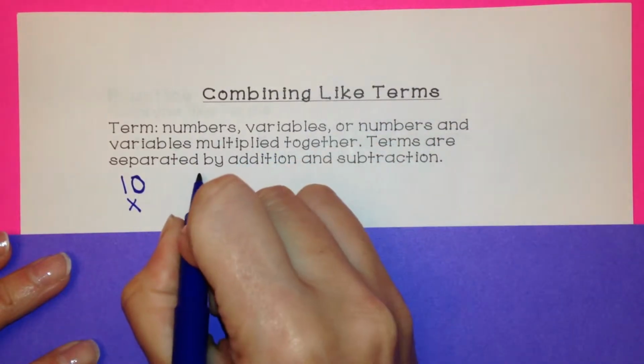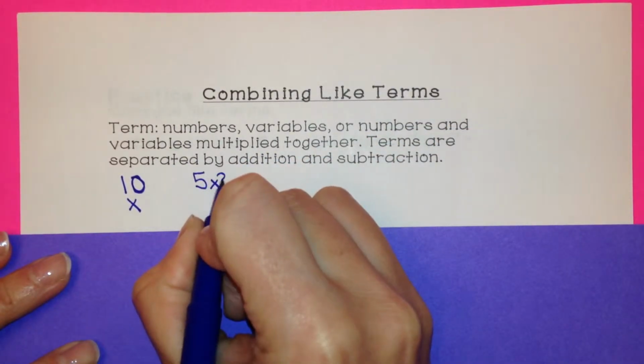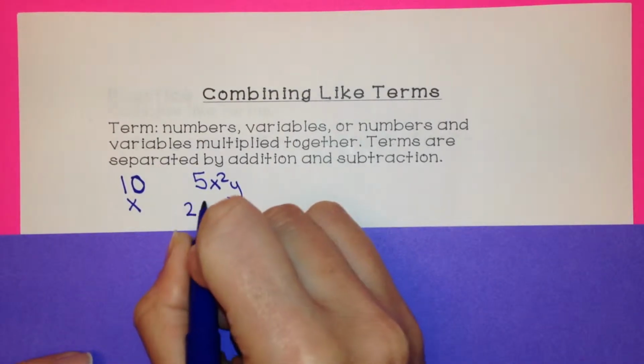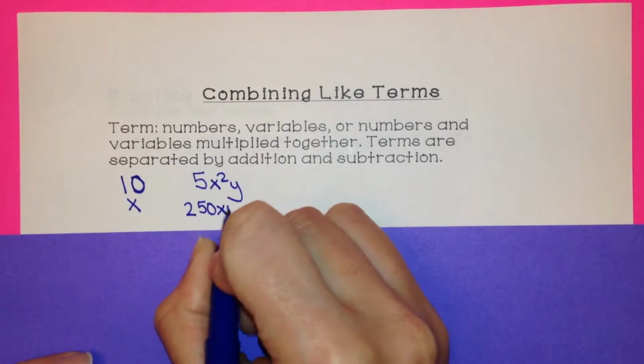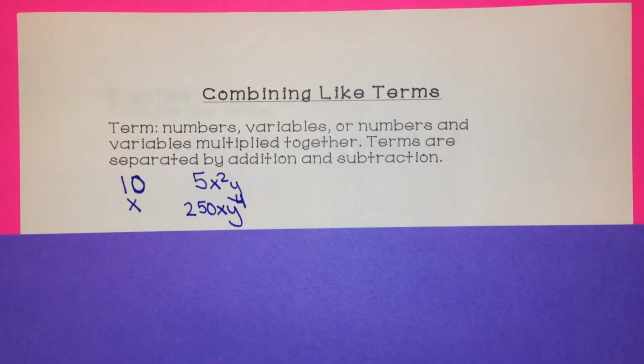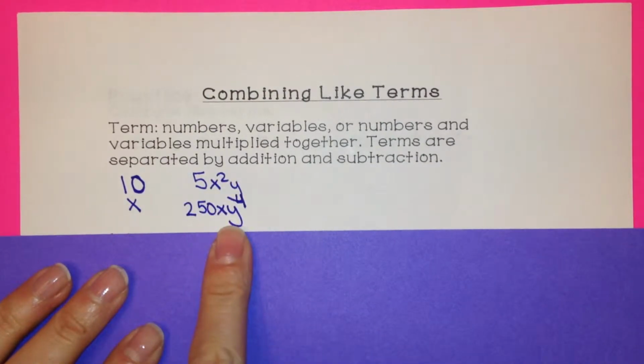We could have 5x squared y. We could have 250xy to the power of 4. So each of these individually is called a term.